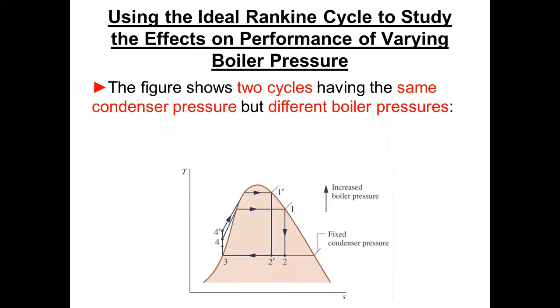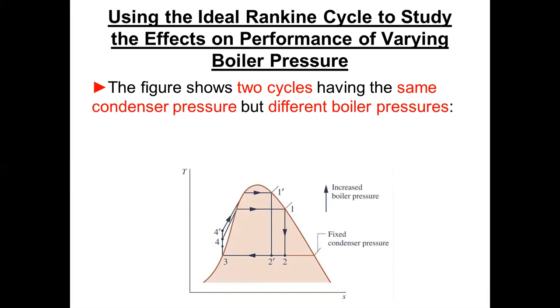Okay, so now let's take a look at what happens if we increase the boiler pressure. You can see on here, we've got our basic cycle, 1, 2, 3, 4, and then we have an increased pressure, which means that the heat addition then occurs from 4' up to the dome to 1'. And so that represents the increase in boiler pressure between those two cycles.